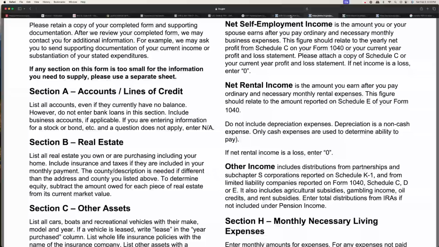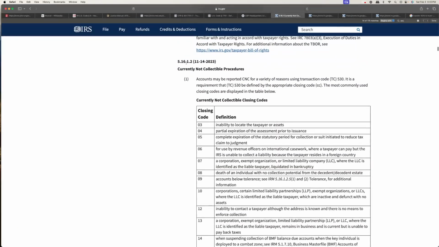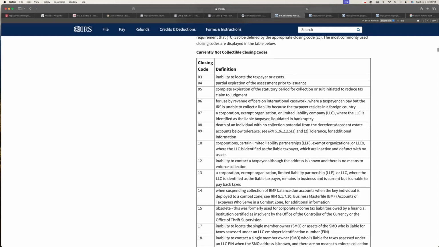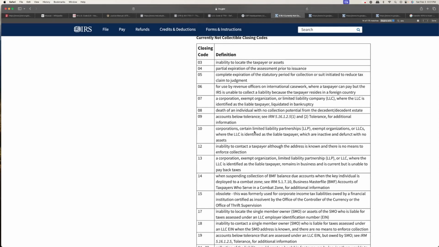The Internal Revenue Manual, specifically 5.16.1.2, they have procedures internally if they are unable to collect information or collect monies from a potential taxpayer. So there are a list of definitions or things that they look out for, and then they code your form with any of these codes here.